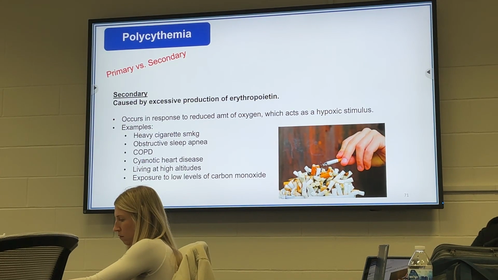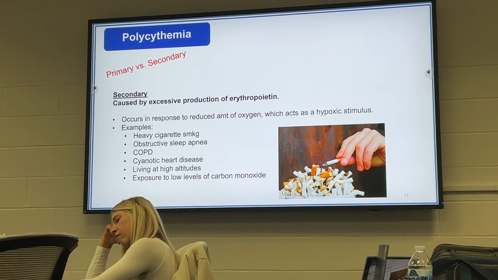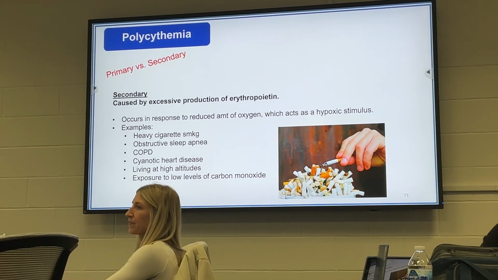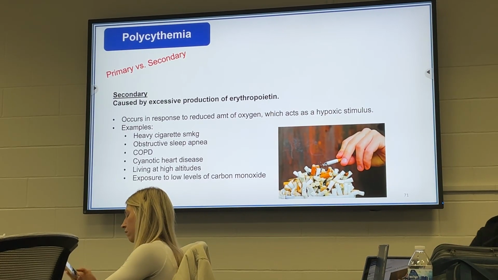So anemias were not enough red blood cells. The condition we talked about before was there's too much iron. This condition is too many red blood cells. That's the problem.